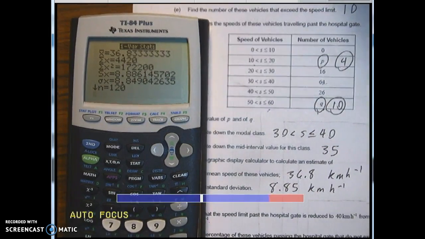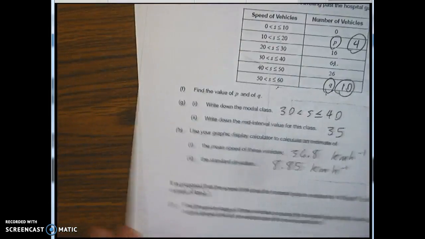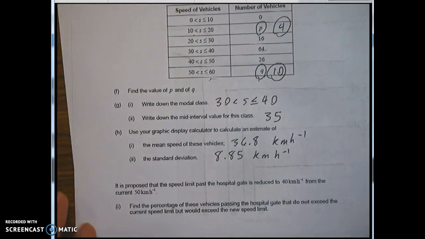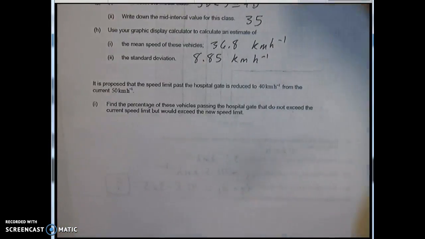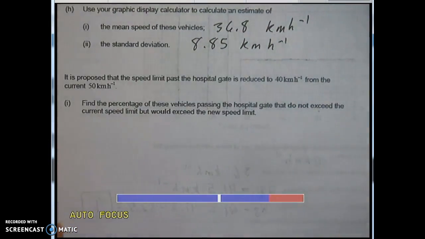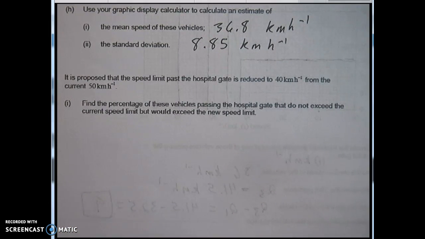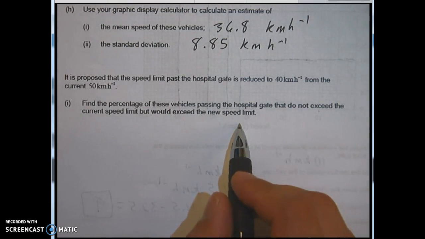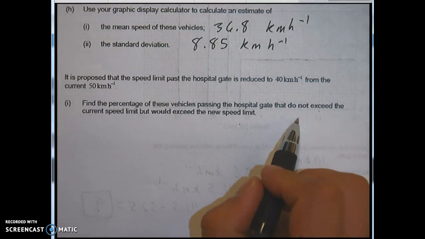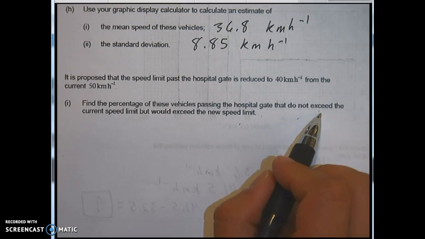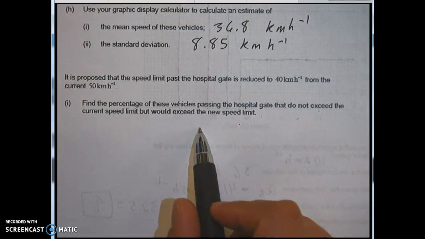Alright, now for the hard question. Questions like this are what makes paper 2 challenging, so I'm going to zoom in on it. It's proposed that the speed limit past the hospital gate is reduced to 40 kilometers per hour from the current 50 kilometers per hour. Find the percentage of these vehicles passing the hospital gate that do not currently exceed the current speed limit but would exceed it under the new speed limit.